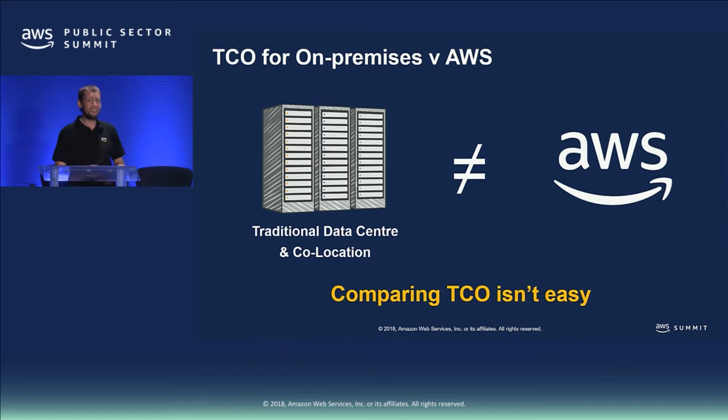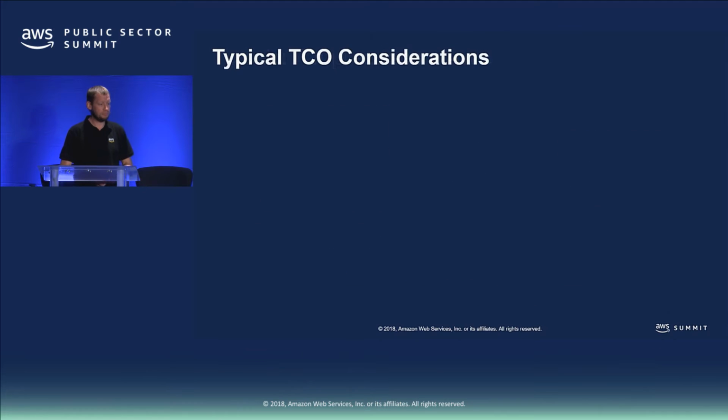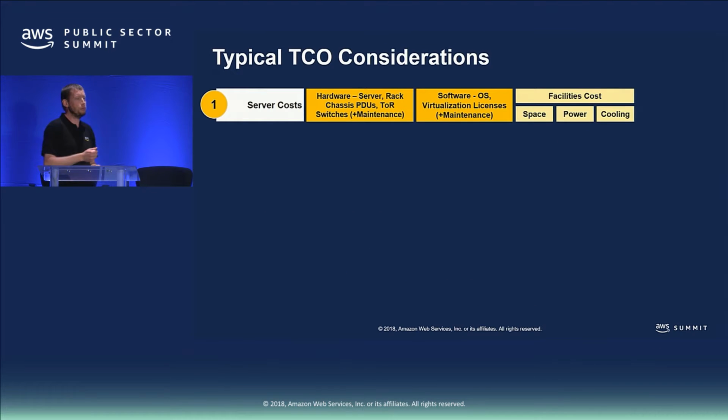But comparing TCO isn't easy. And we have a team that can help with this. We also have some resources dedicated to TCO on our website. I will share the links for that at the end of the slides. So what do we look at with a typical TCO consideration? So the first and obvious one are typically server costs.